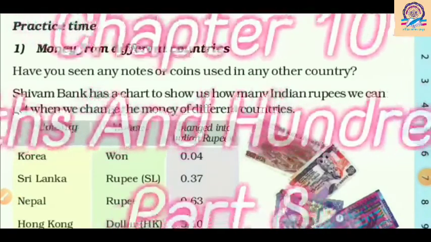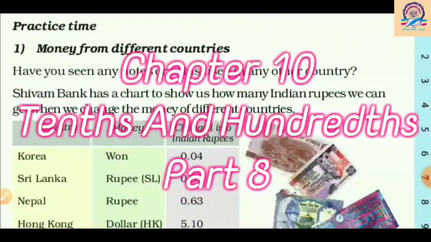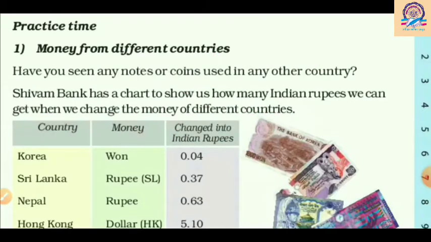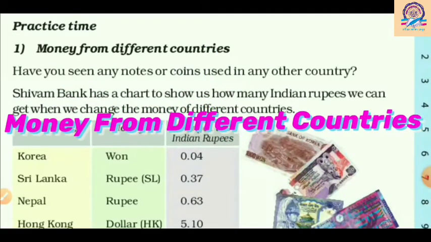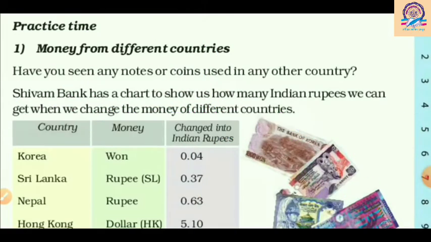This is the 8th part of the 10th chapter, Tenths and Hundredths, of class 5 mathematics. Now come to today's topic, and the name of the topic is money from different countries. In this topic we will solve some questions based on the conversion of currencies of different countries. So now let's start it.